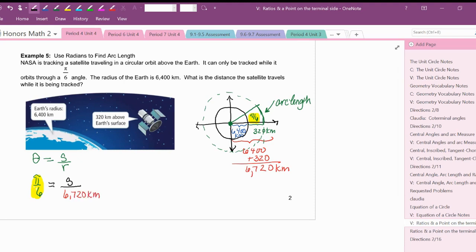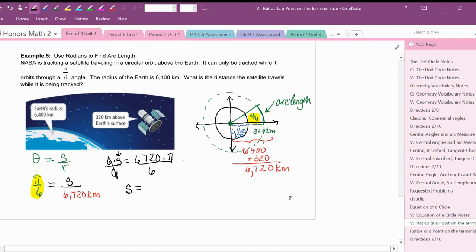And then we're going to solve for S. You could multiply each side by the reciprocal. You could use the cross product property of proportions. So I'd have 6 times S is 6,720 kilometers times pi. So then we would solve for S by dividing both sides by 6.